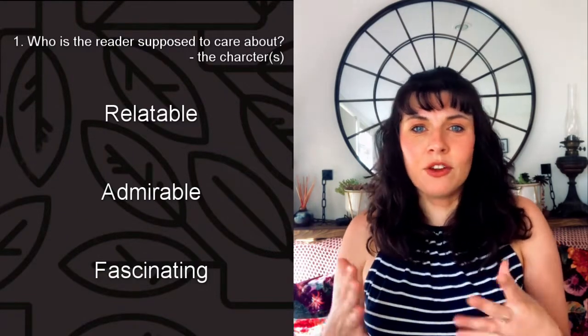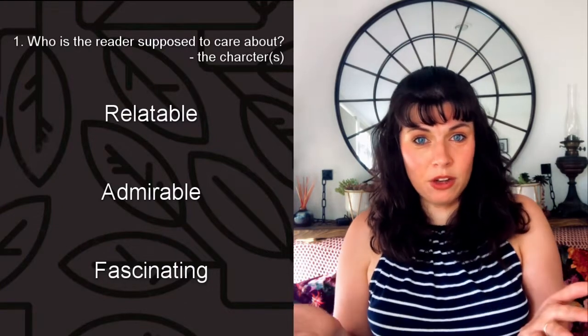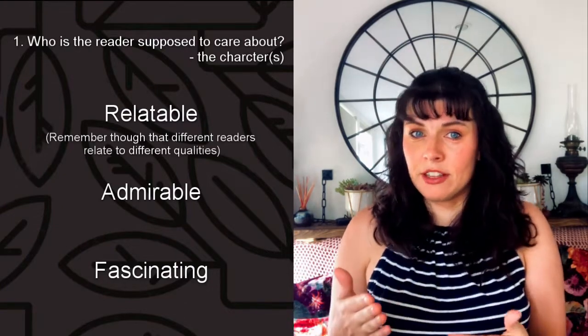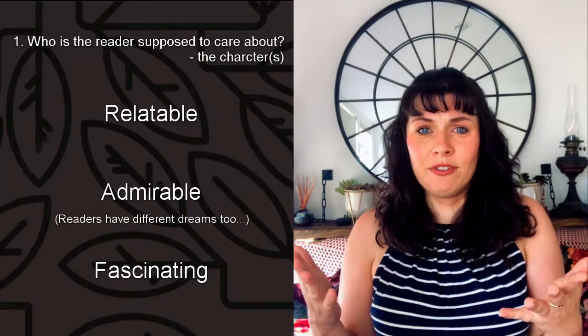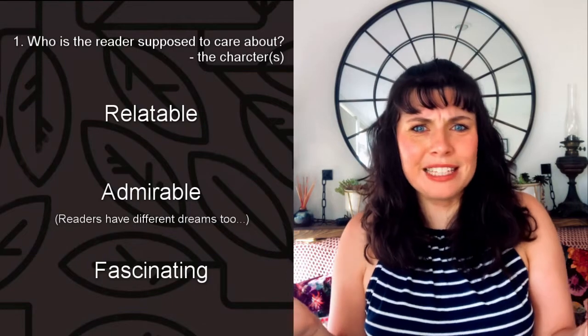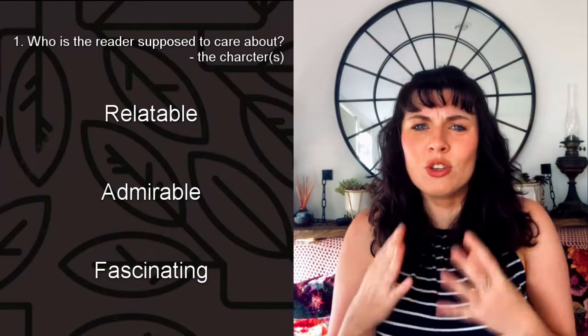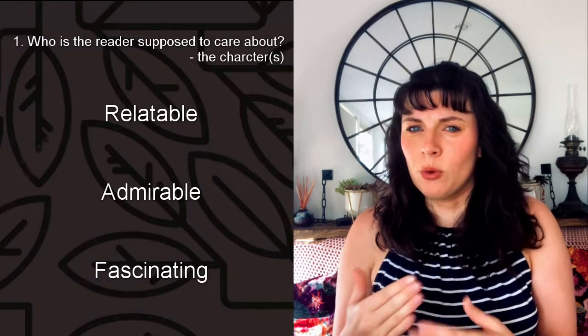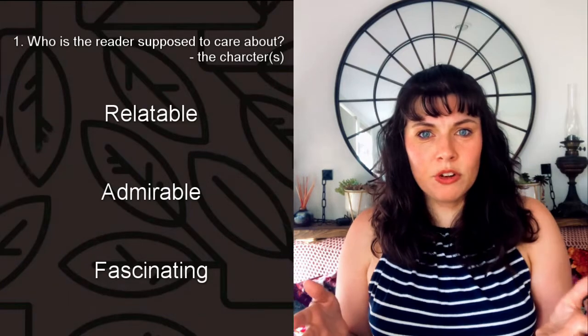Relatable characters are those the reader can see themselves in, and so can easily connect with and care about a lot. Admirable characters are those the reader wishes they were, and so they live their dreams through, and therefore they care about because nobody likes having their dreams crushed. Fascinating characters are those that are so different from us that we just can't look away. You don't necessarily need to care about these characters, but you are so curious about them.